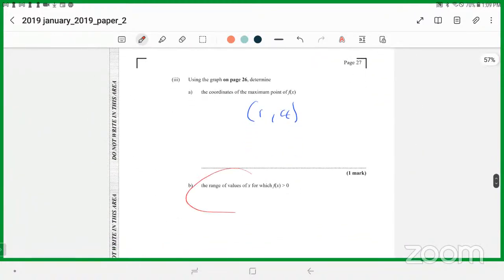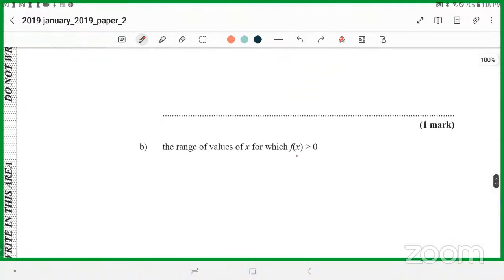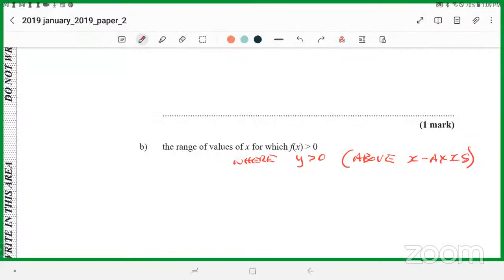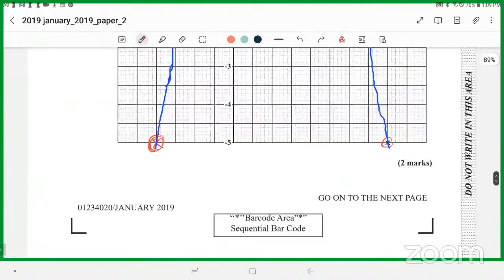What else I want? I want the range of values where f of x is greater than 0. This means where your y values are greater than 0. That's what that means. It means where the y values are greater than 0. And greater than 0 means above the x-axis. So what is the range of x values where the graph is above the x-axis? That's what that means.